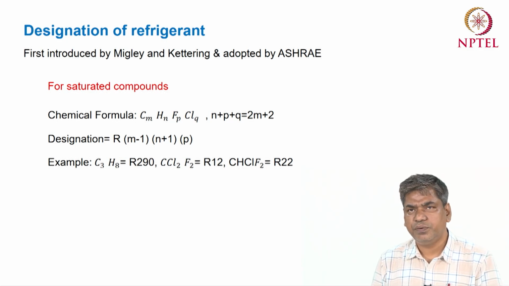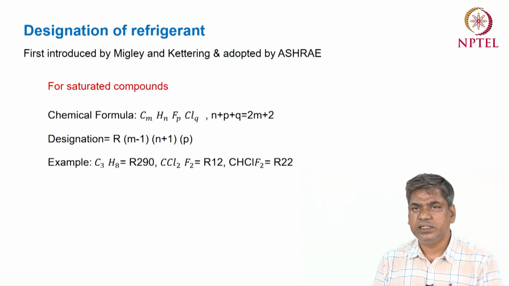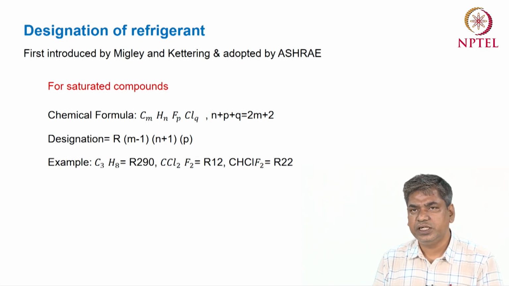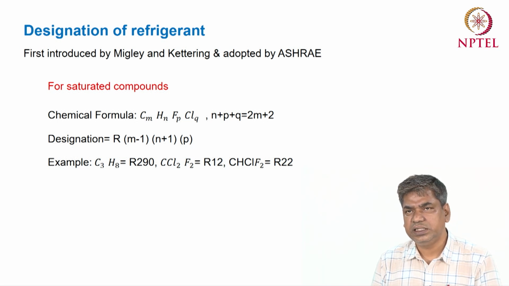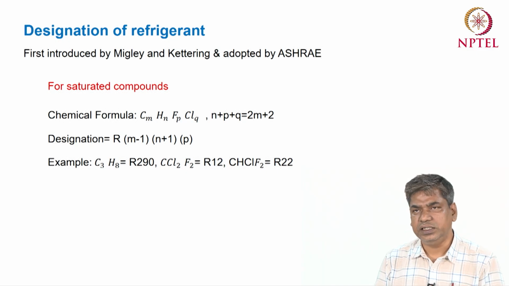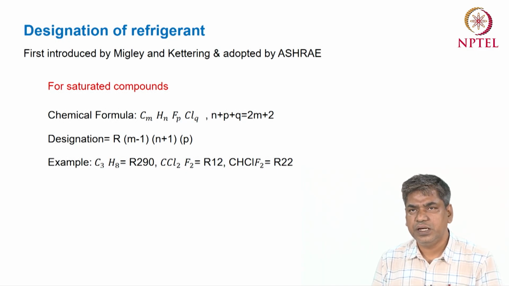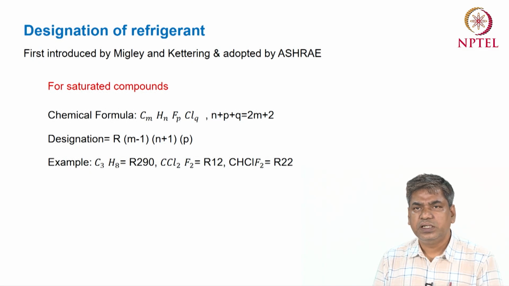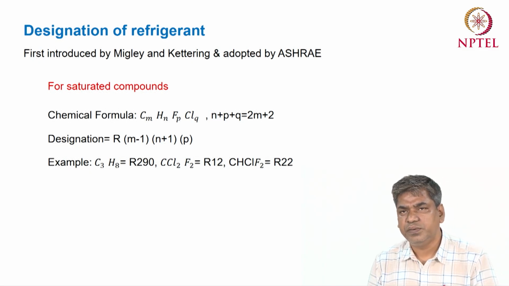For this type of refrigerant, that means the saturated compound, we can designate the refrigerant this way: R, which represents the refrigerant, then m minus 1 is the first digit, n plus 1 is the second digit, and p is the third digit. Here m is the number of carbon atoms, n is the number of hydrogen atoms, p is the number of fluorine atoms, and q is the number of chlorine atoms. So the designation can be written this way.